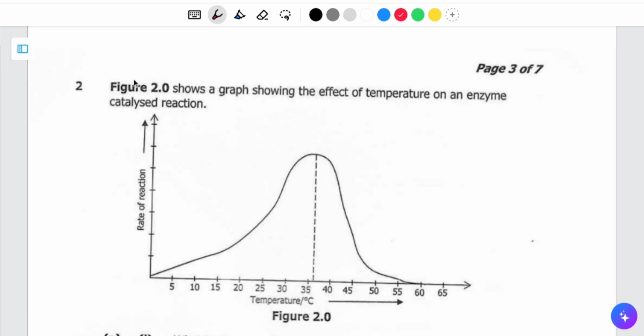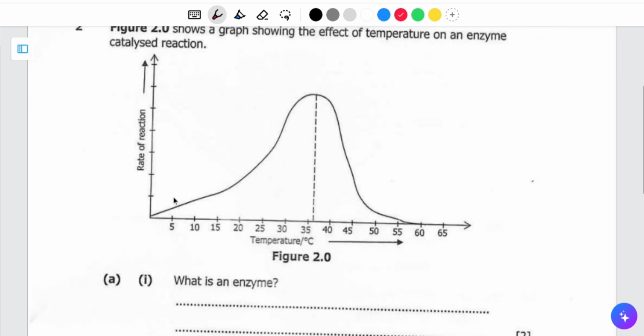So from there, we have this question which is saying figure 2.0 shows a graph showing the effect of temperature on an enzyme catalyzed reaction. So we have this graph here. One of the factors that affect the rate of enzyme reaction is temperature. You're going to find that the human body operates at the normal temperature of 37 degrees Celsius, or we can say 35 to 37 degrees Celsius. This is the normal temperature of the human body.